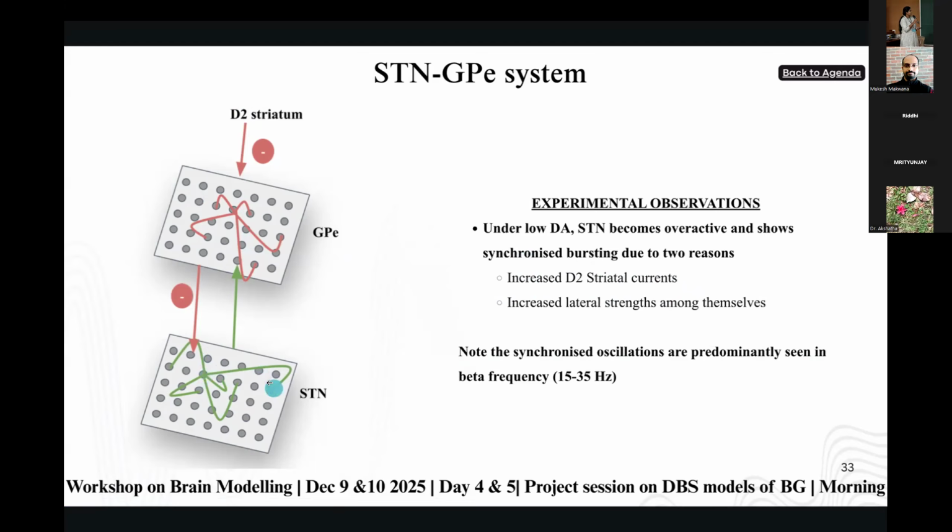These are the experimental observations. Now, understanding the experimental observations, what do you think my model should be able to do? What should be my model requirements?